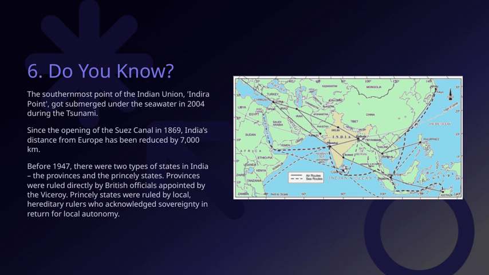Connecting these points to our overall theme, they show how India's geography and political landscape have evolved, sometimes dramatically, shaping the diverse and complex nation we see today.